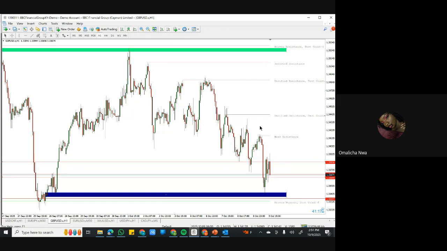You need to know support and resistance, because even with candlestick patterns, you must identify some of them either at a support level or at a resistance level before you take your next action. And that is the reason for this class. So make sure you draw out your support and resistance.